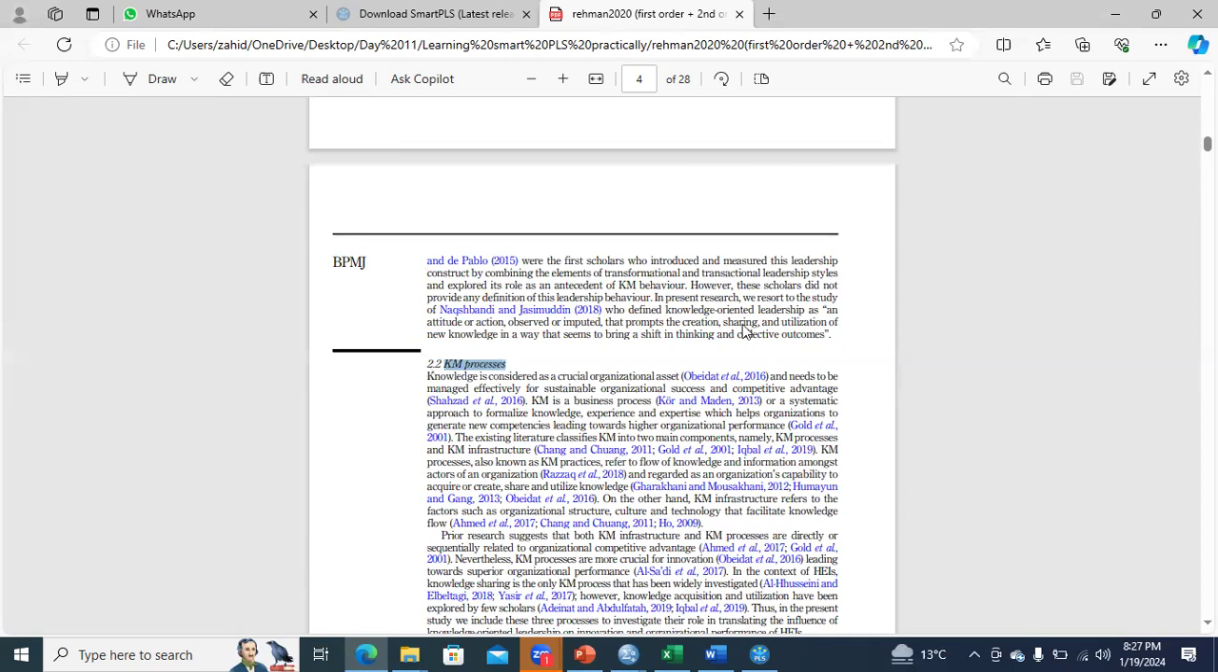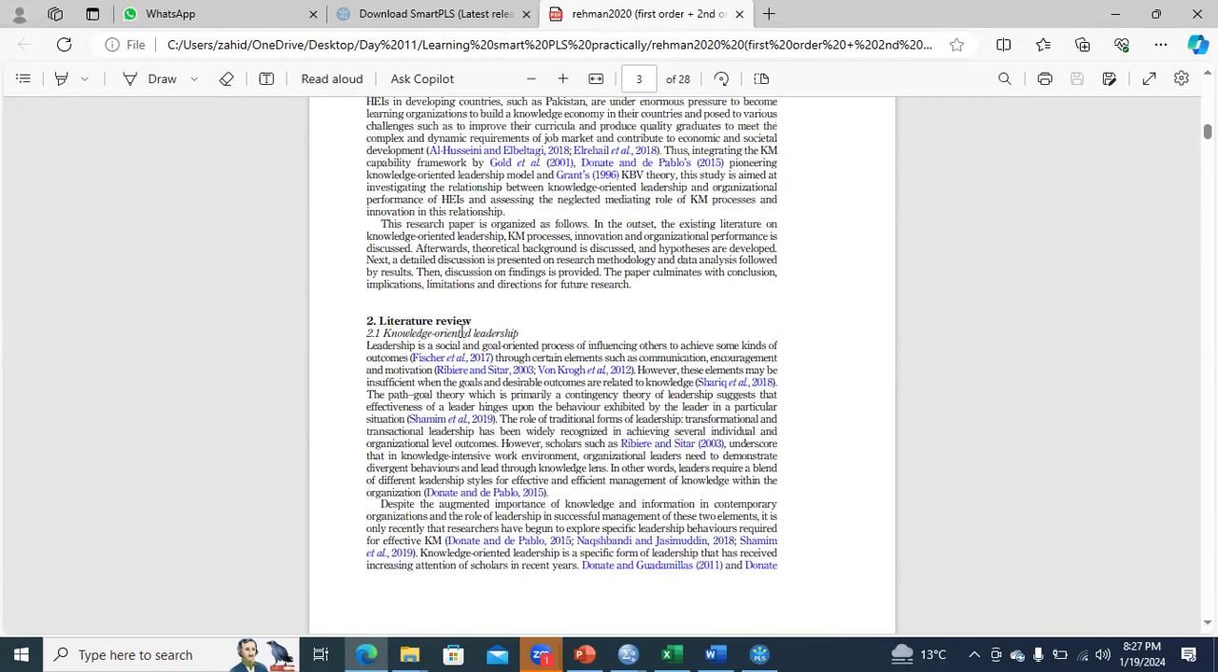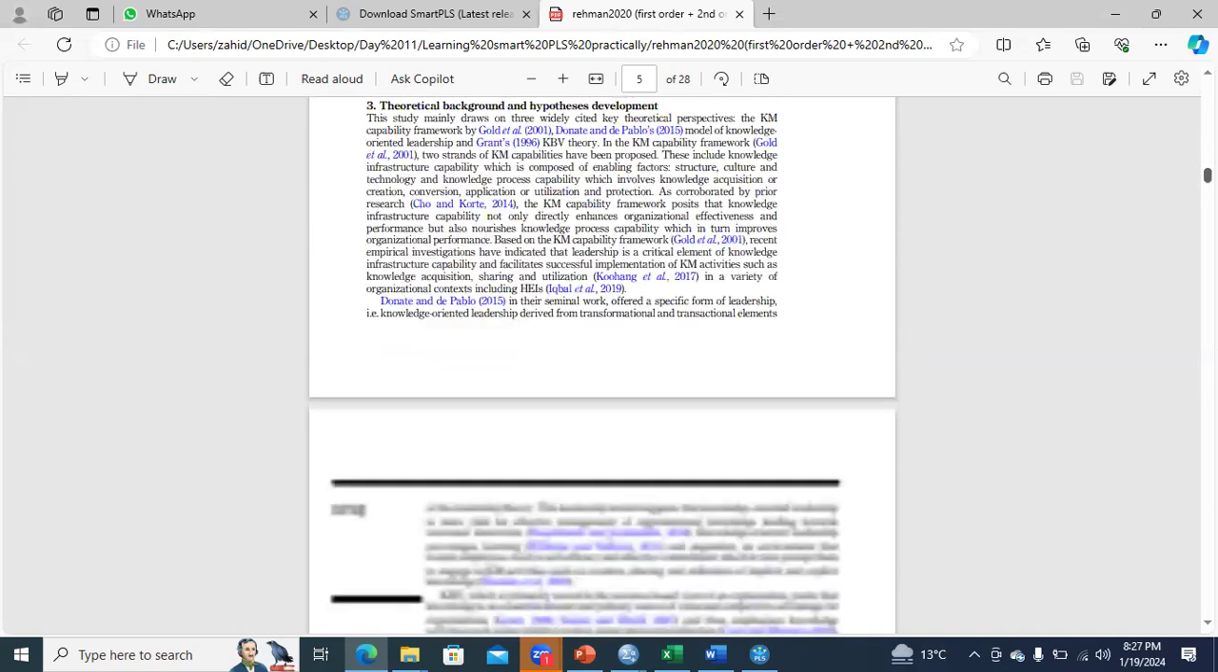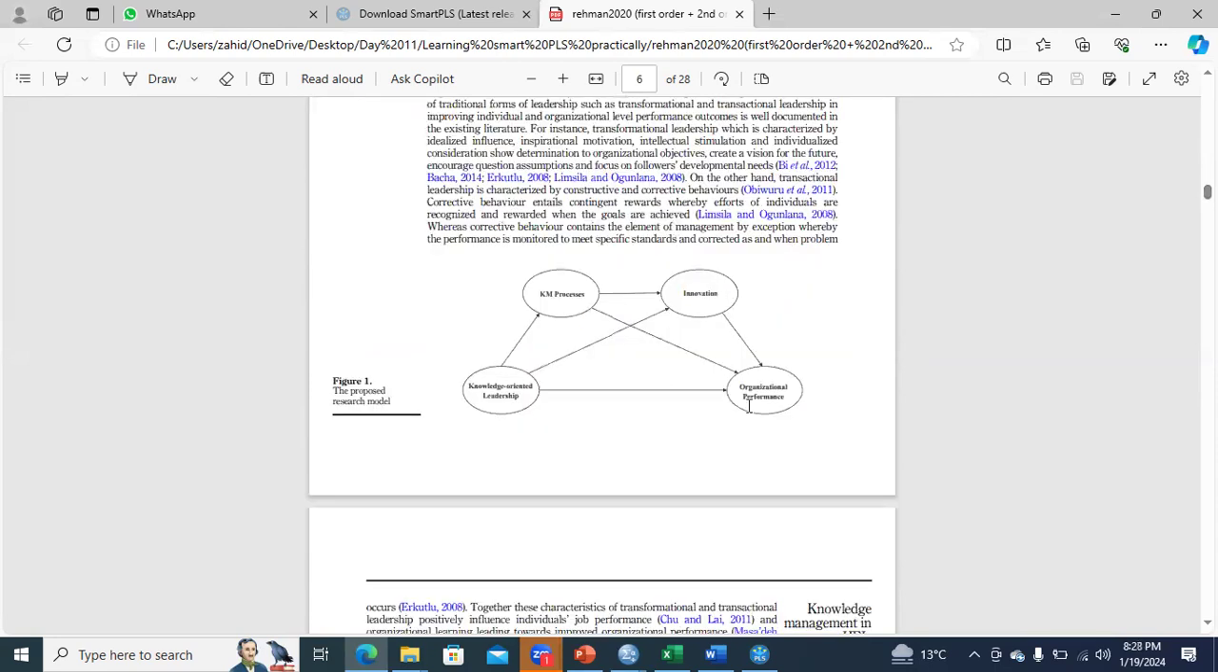There is a KM process. Then you can see knowledge oriented leadership. So these are the constructs, like I have used SDT, LDT, and PS. So these are the concepts that they require in the following diagram. They want to see the impact of knowledge oriented leadership on innovation, and from innovation to organizational performance.